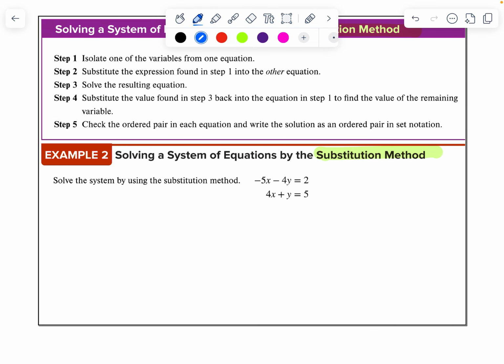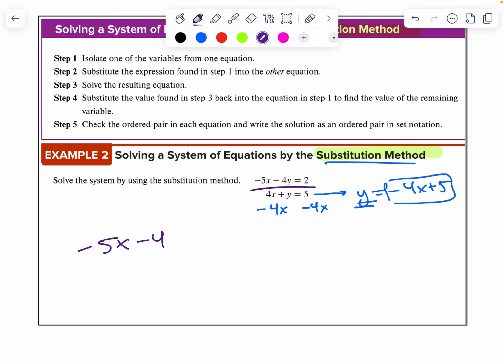So on this one, can I get either variable by itself pretty easily? I think on this equation, if I subtract 4x from both sides, I can get y equals negative 4x plus 5. Notice that I have y by itself relatively easily, right? That's what we're looking for in substitution. You sort of get to choose your method when you're doing this. You have to use both equations, so now I'm going to take this other equation, negative 5x minus 4y equals 2. But instead of y, I'm going to sub in what y is equal to. y is equal to negative 4x plus 5.